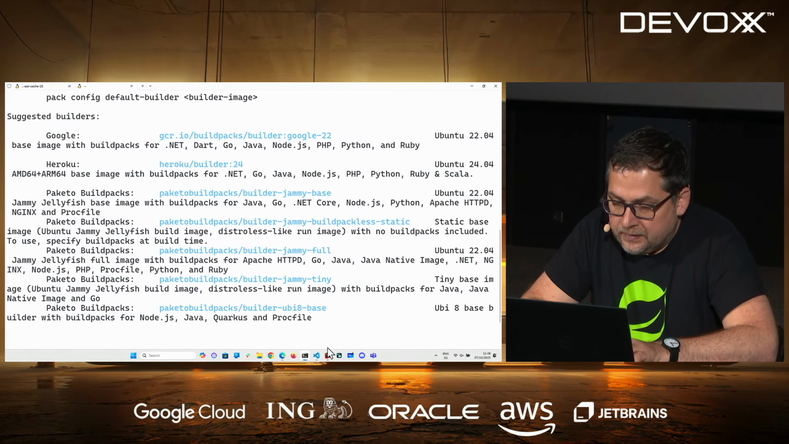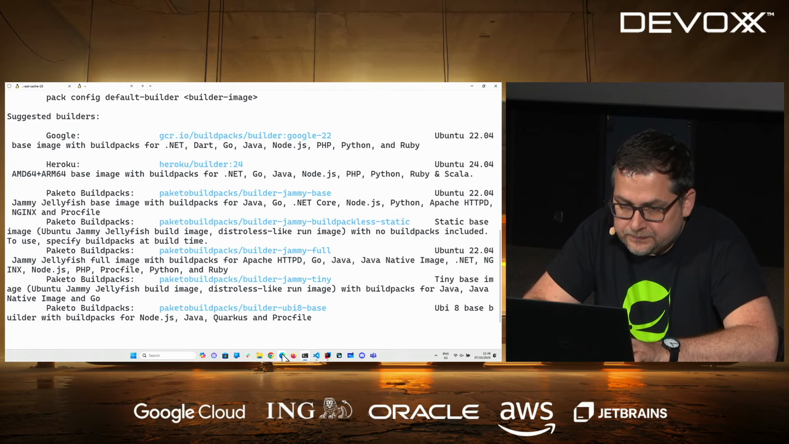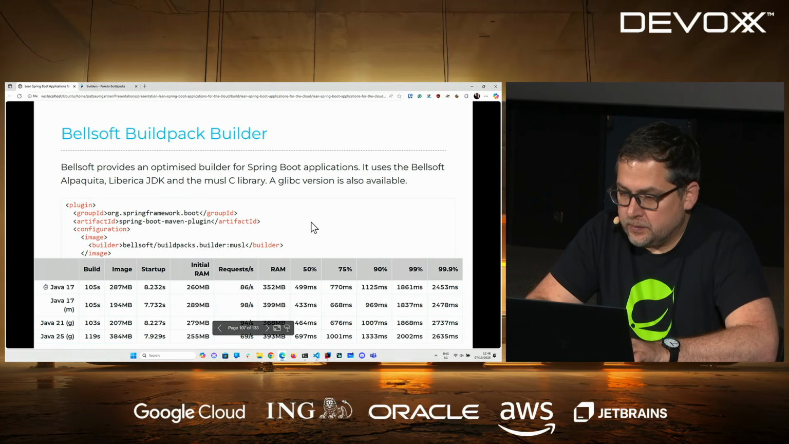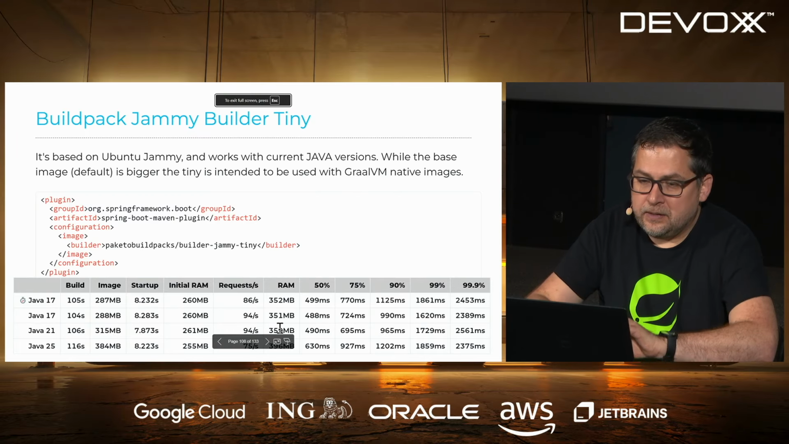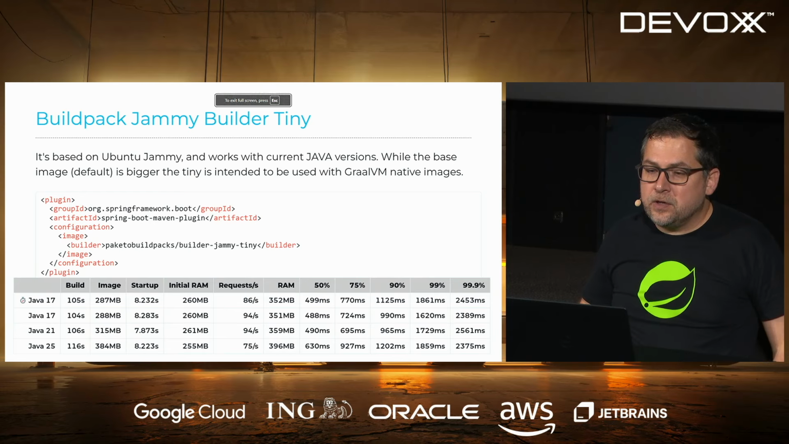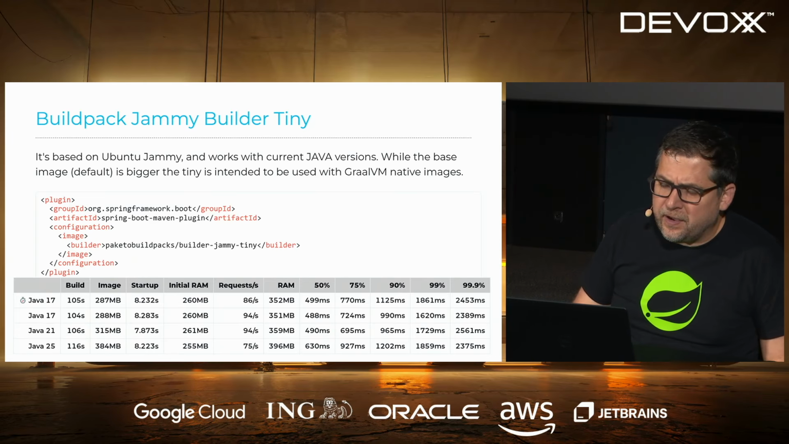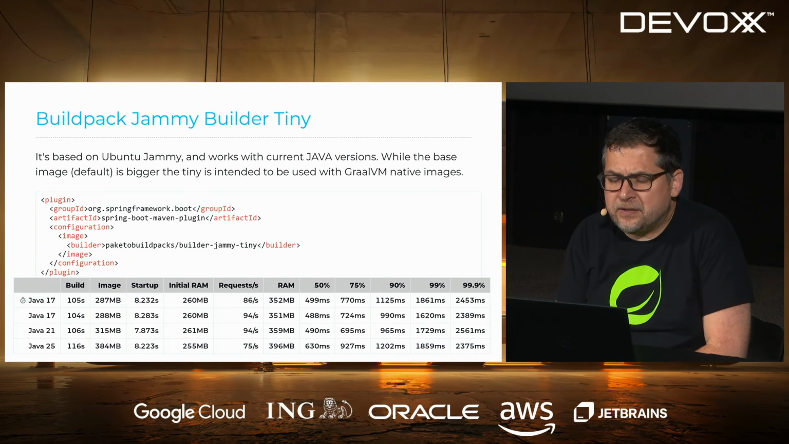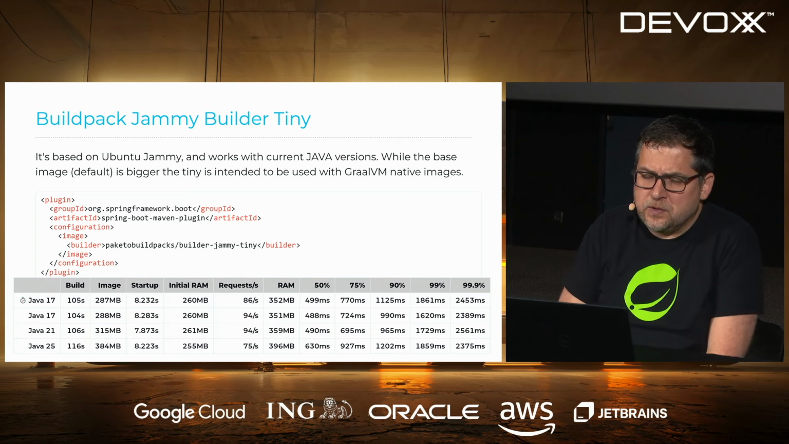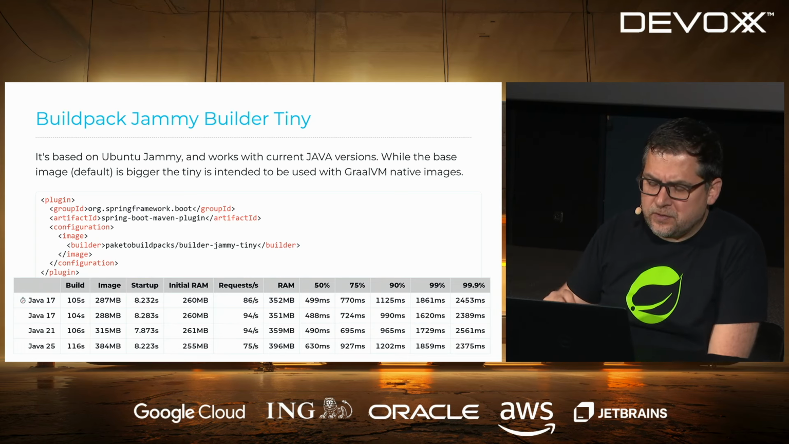Okay, let's jump back to my presentation. And yes, if you want to choose another one, like the Chemi version, you just place it there. You can also use a digest at the end or colon latest if you want to. So you can really switch between the different things.